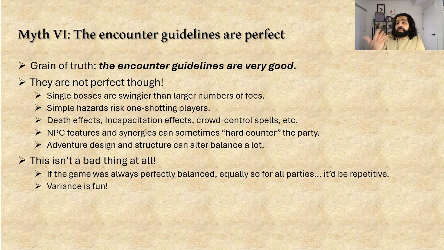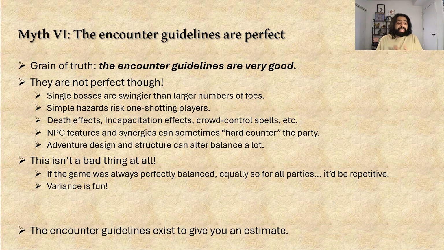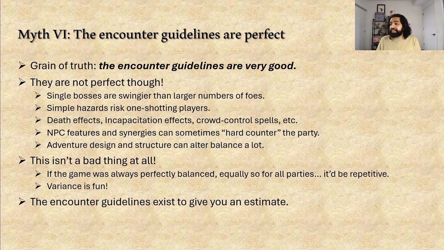A trivial or low threat fight? Sure. Moderate fight? They're pretty sure, but some of these things can take things away. I have seen moderate fights swing all the way towards lethal just because of NPC features and hard counters and synergies, and things like death effects and simple hazards and higher level foes being swingier than lower level foes. All of these combined can create the structure where you cannot predict any one kind of encounter. The encounter guidelines do give you a pretty good estimate.